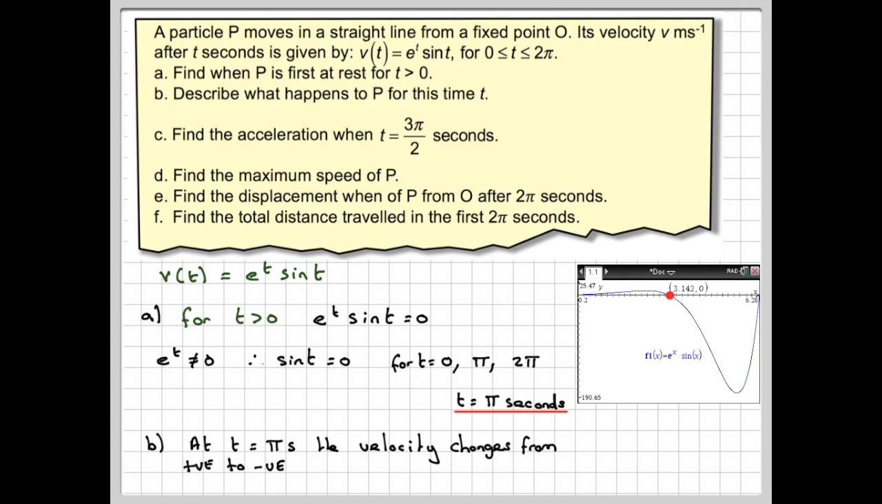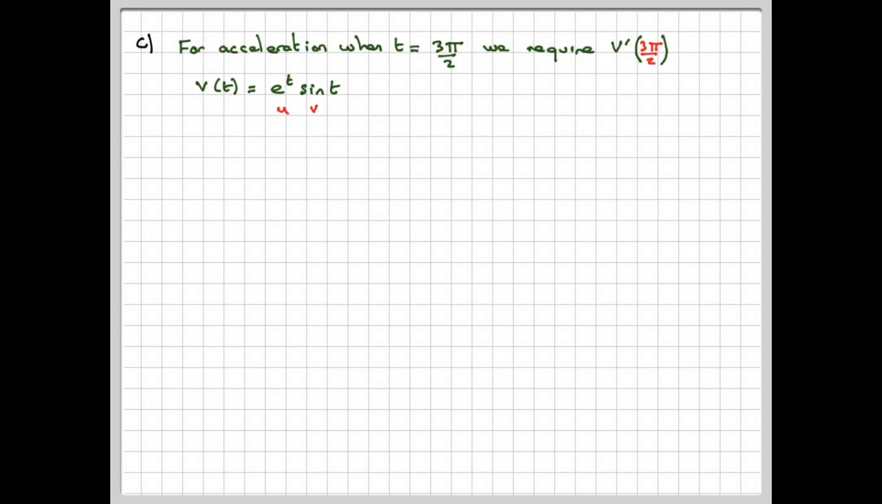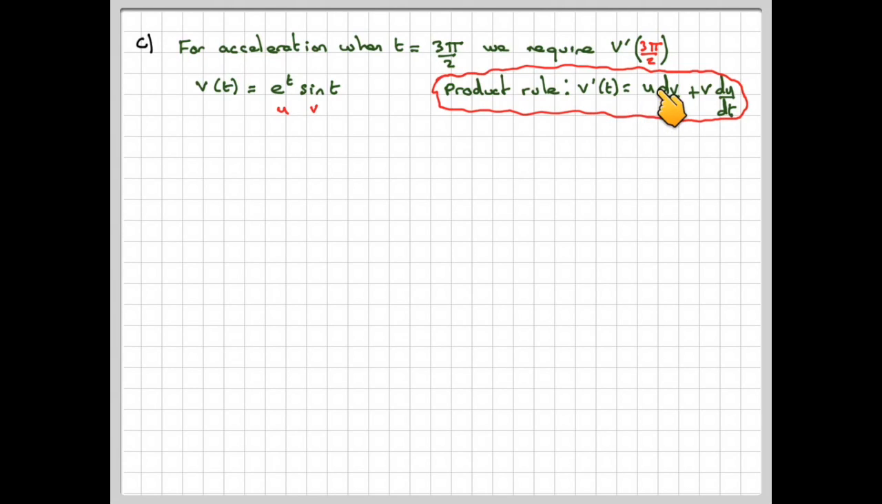Right, now we need to find the acceleration when t is equal to 3 pi by 2 seconds. P changes direction. So for acceleration, when t is equal to 3 pi by 2, we require v dashed of 3 pi by 2. So when we differentiate that, we've got v of t is e to the t sine t, so we have to use the product rule. Don't confuse this v with this v. The product rule will be v of t is equal to u dv by dt plus v du by dt.